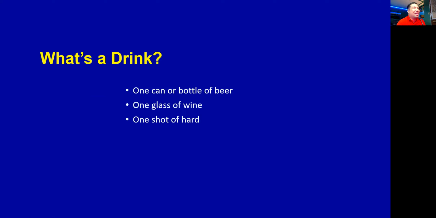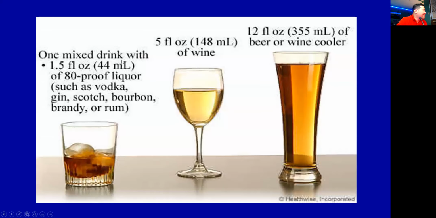Okay? So sabi dalawa daw, 2 drinks if it's a man. So 2 shots lang dapat. Naku, nakailang shots ba kayo? Sobra na yata yung ininom niyo. Okay? So 1 can or 1 bottle of beer, 1 glass of wine, that's a drink. Okay? So how about you guys?